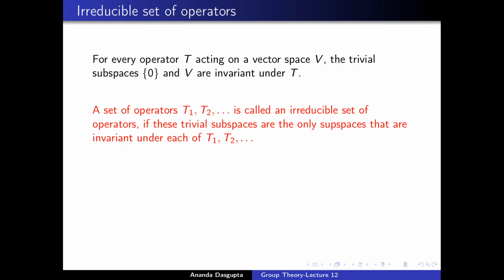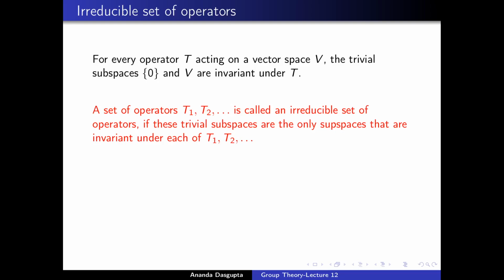So, if you had just a single operator, it would hardly ever be irreducible. But if you have multiple operators, it is very possible that the only subspaces which are invariant under the action of each and every one of the set of operators happen to be just these two trivial subspaces. If this happens, then the set of operators is called an irreducible set of operators.